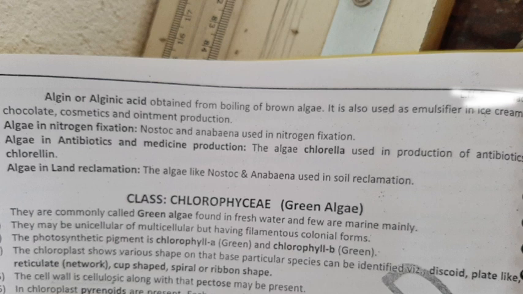Okay. Next, economic importance of the algae. Algae is used in antibiotic and medicine production. We can say algae is very useful in the production of antibiotics and medicines. Okay. Algae like Chlorella are used in the production of an antibiotic called chlorellin.